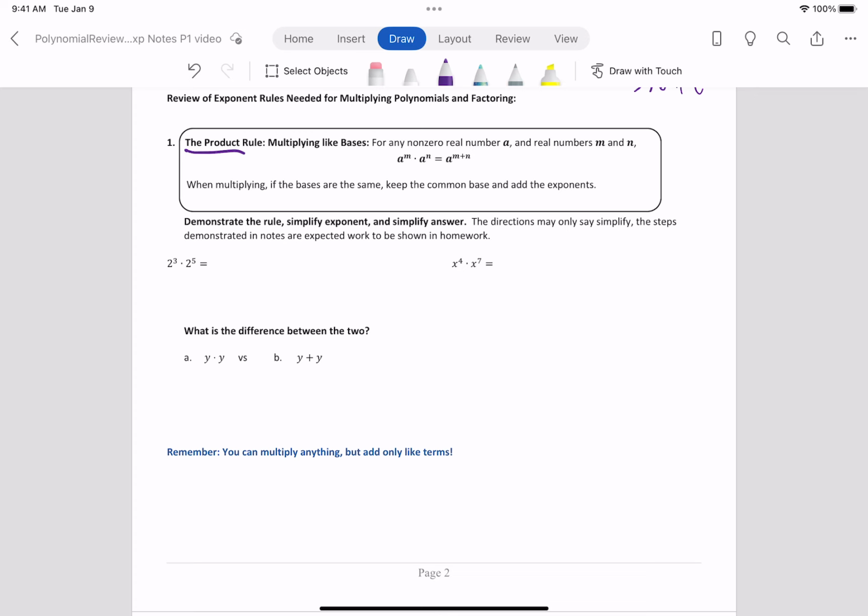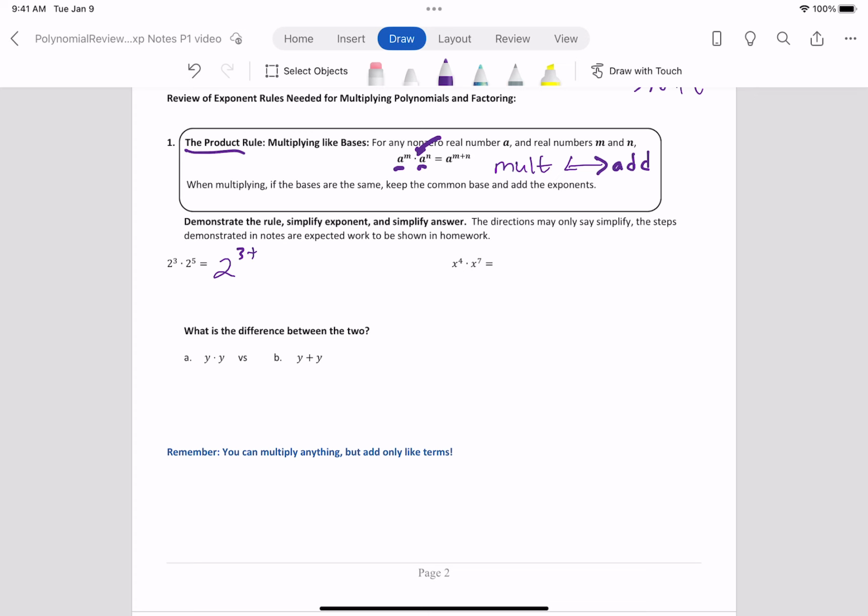So if you've had me before, you've probably heard me say this. If not, you will hear me say this a good bit. There are some common trends in math. One of them is that multiplication tends to run or go hand in hand with addition, and that will hold here. If we are multiplying, my operation is multiplication like bases, then we're going to add the exponents. So if I look at my first example, I have 2 to the third times 2 to the fifth. So the common base is 2. That's not going to change. We'll keep the base.